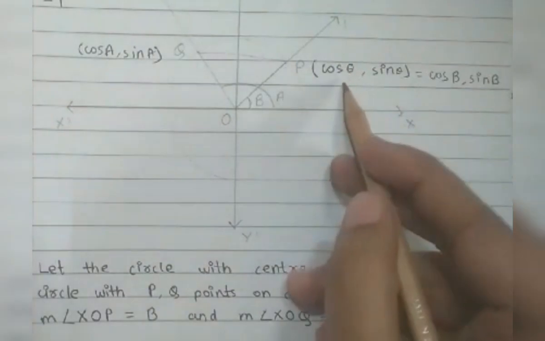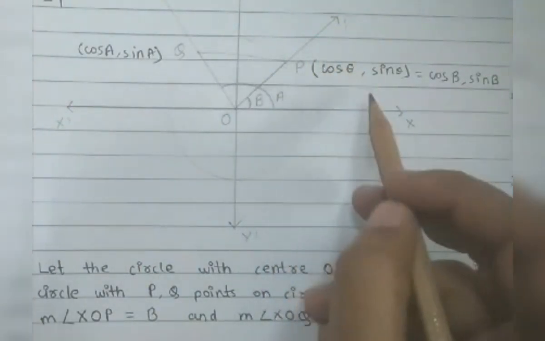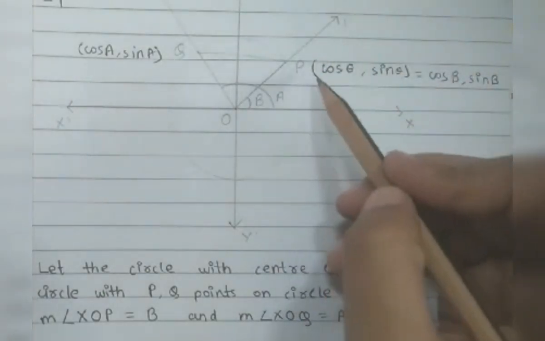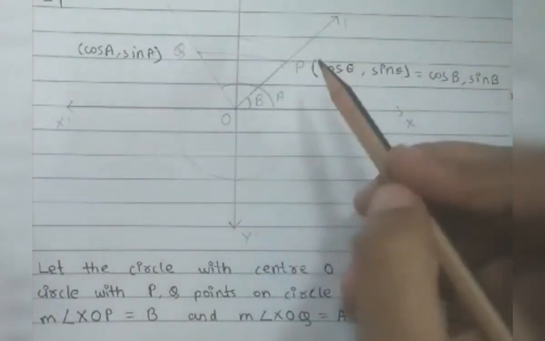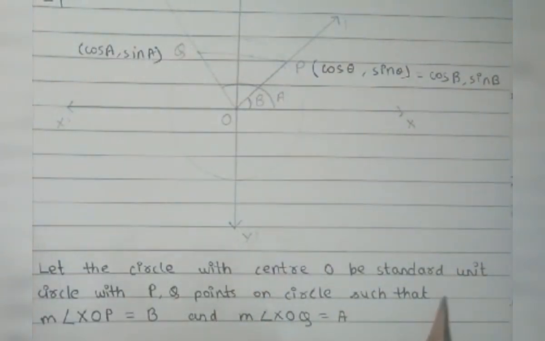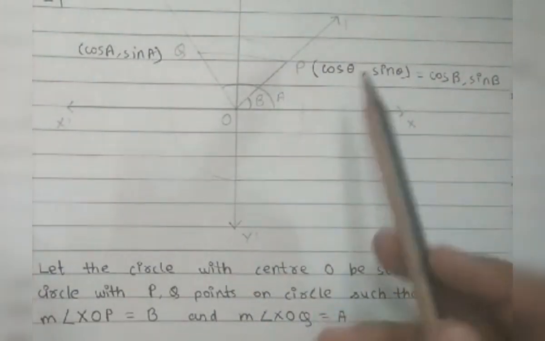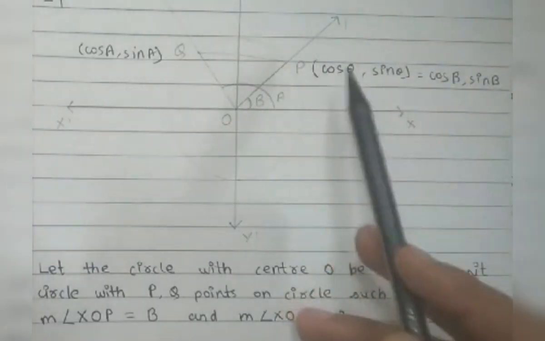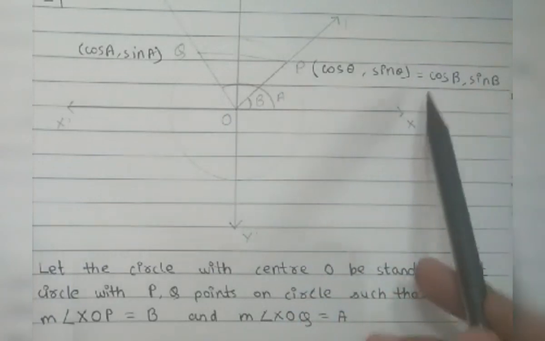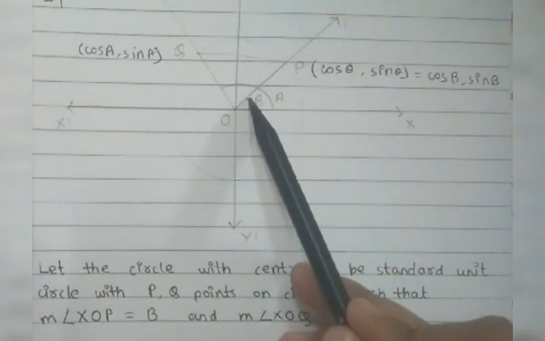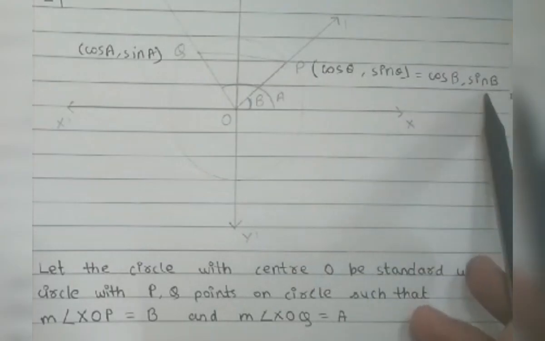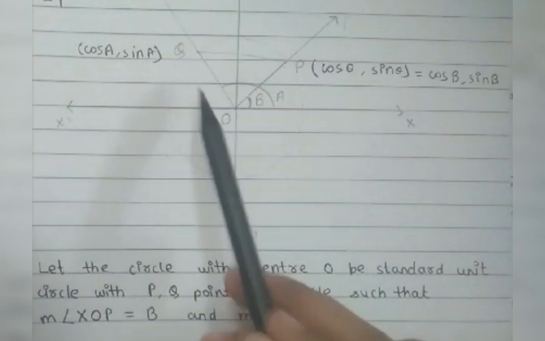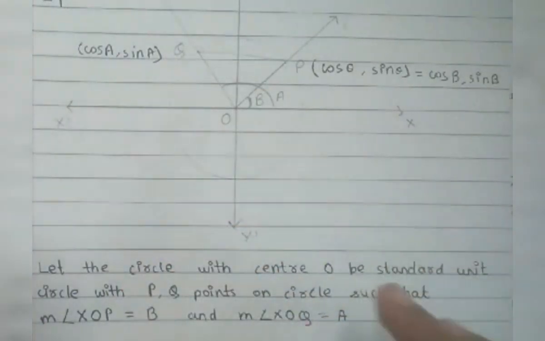So you know how to represent P in its polar form. What is polar form? It is R into cos theta, sin theta. Now as I mentioned, it is a standard unit circle, so what would R be? R would be 1. So R into cos theta, sin theta means 1 into cos theta, sin theta. It would be cos theta comma sin theta, and your theta is B because the angle made is B. So it would be cos B, sin B. And in Q, similarly, the angle is A, so it would be cos A and sin A.